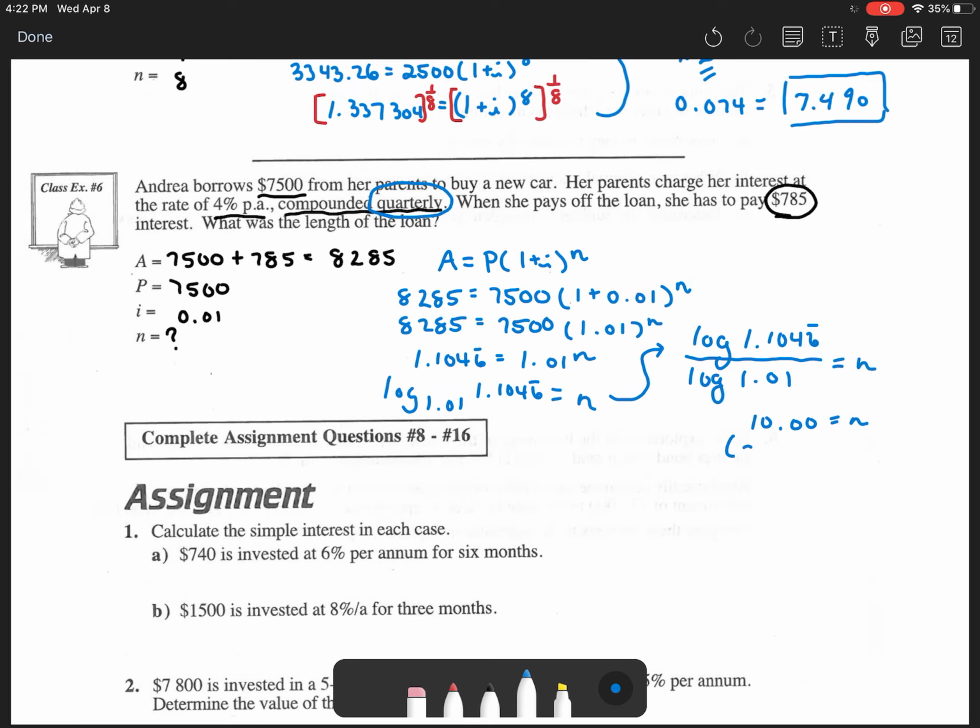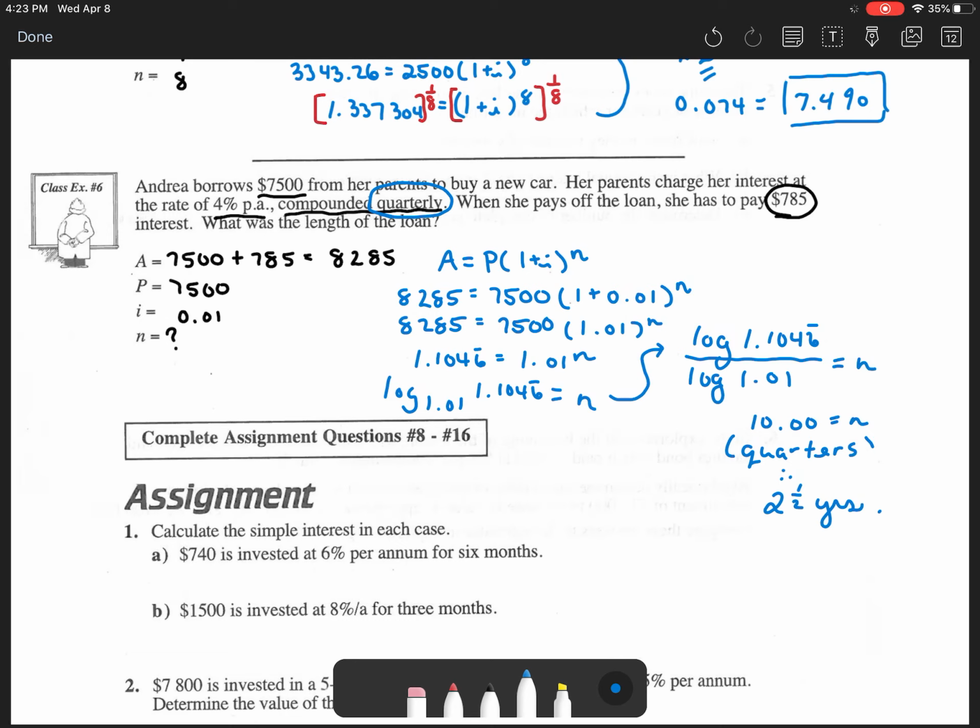So 10 is equal to N. Now, what was N though? We are compounding quarterly. So that's 10 quarters. 4 quarters would make up 1 year, right? So 4 quarters is 1 year. Another 4 quarters is a second year. That's 8 of the quarters. I have 2 quarters left over. So this, in essence, therefore, is 2.5 years. That's how long it took.